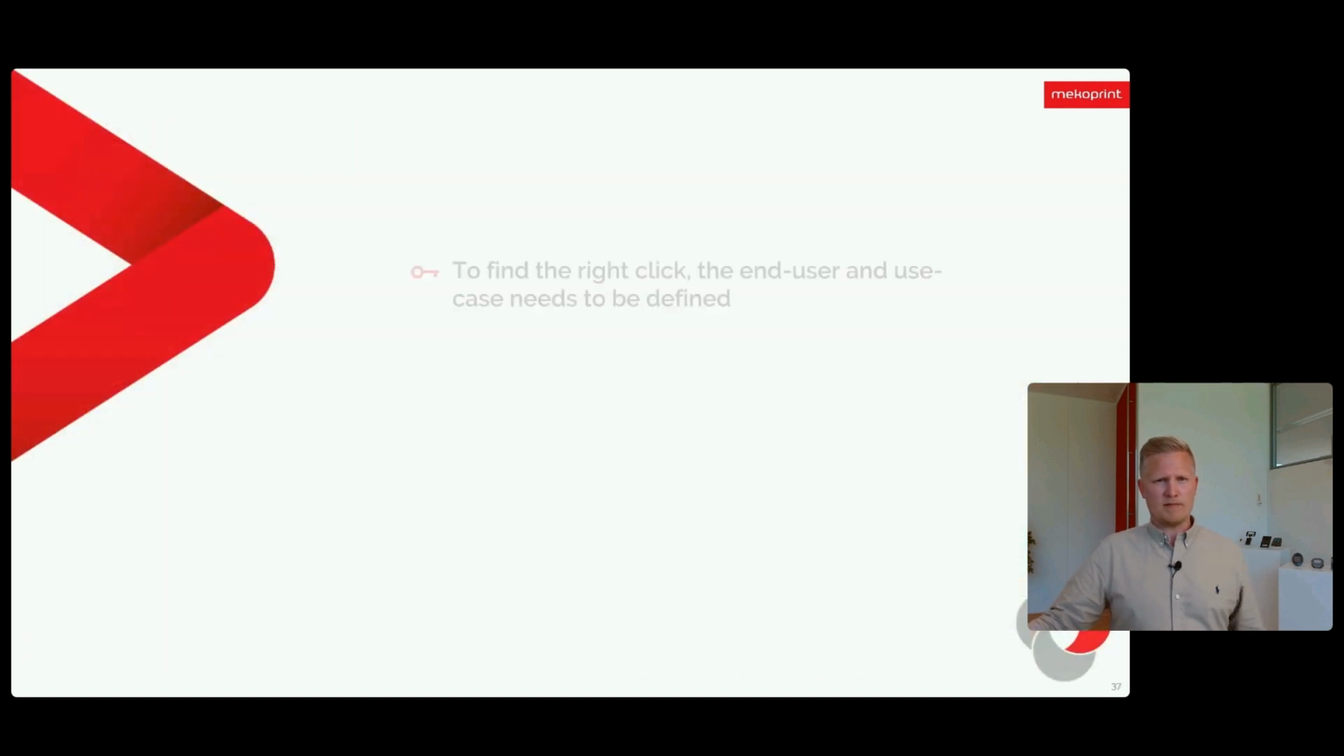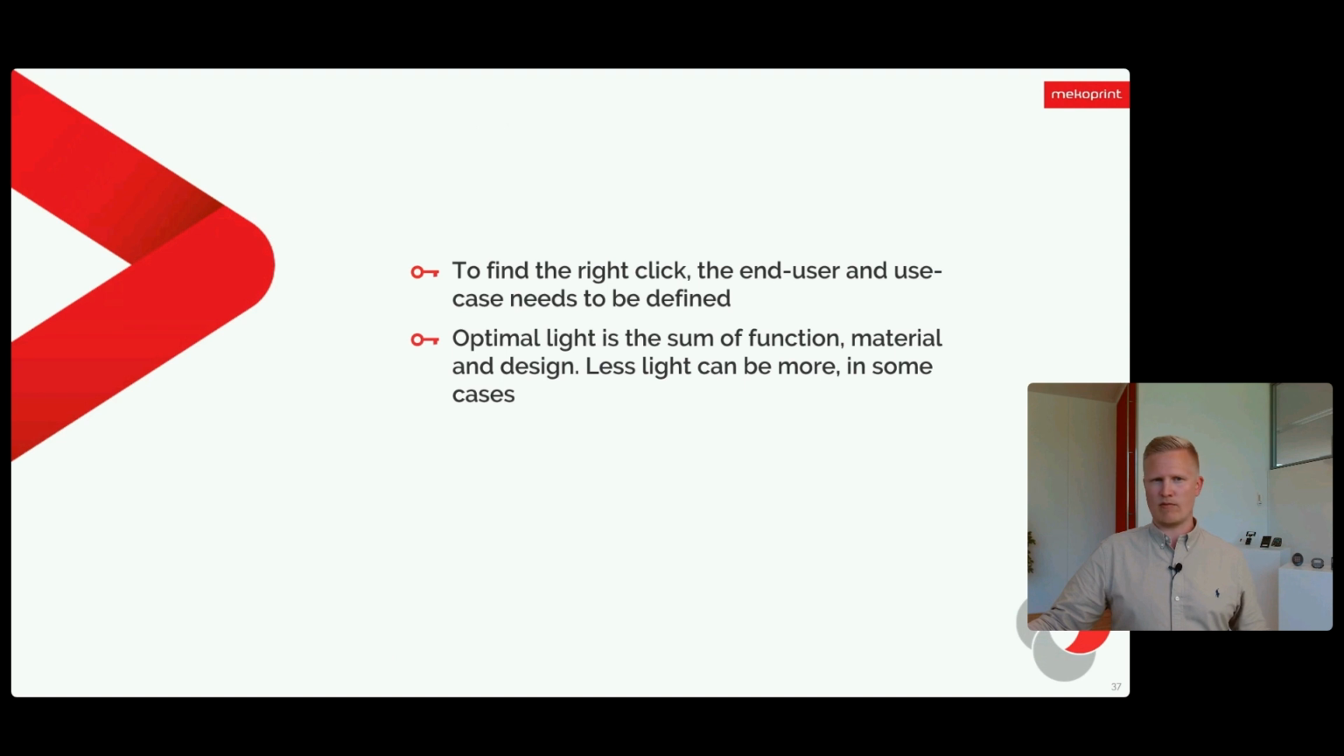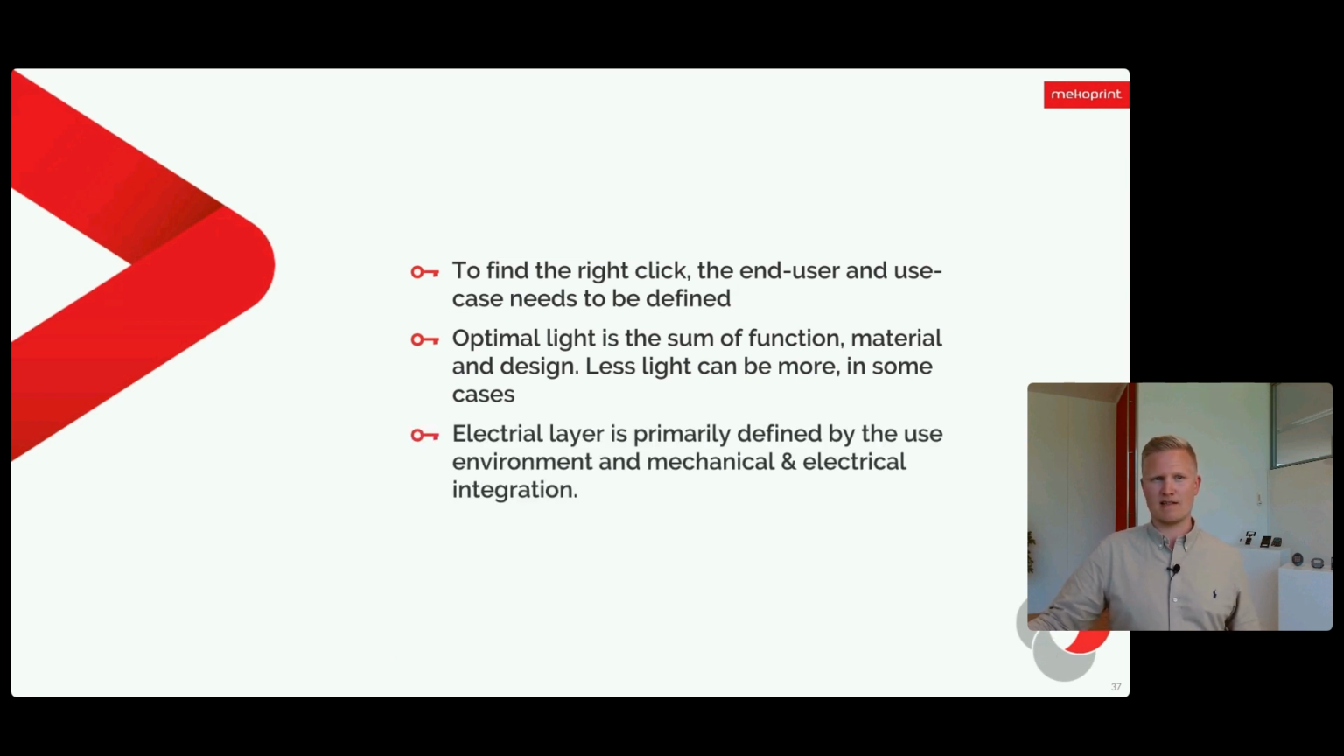So to sum up, to find the right light, the end user and the use case need to be defined. Optimal light, well, that's the sum of function, materials, and design. And as mentioned, less light can be more in some cases. The electrical layer is primarily defined by the use environment and the mechanical and electrical integration.